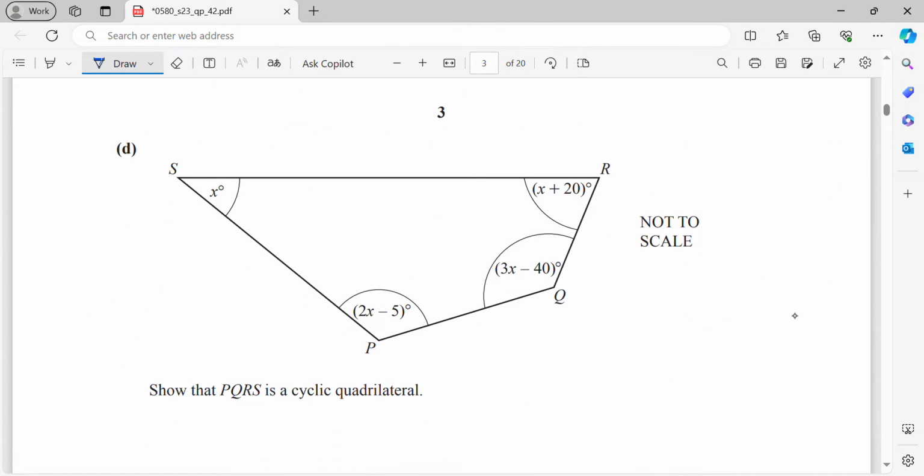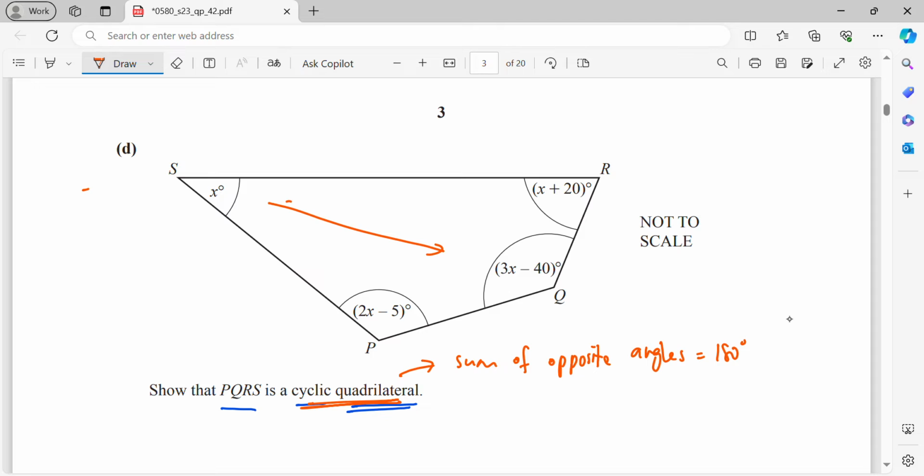Now d: show that PQRS is a cyclic quadrilateral. Alright, so what is the meaning of cyclic quadrilateral? This means the sum of opposite angles equals 180 degrees. That means I have to show that the sum of these two is 180 degrees, which means first of all I have to find out the x value.